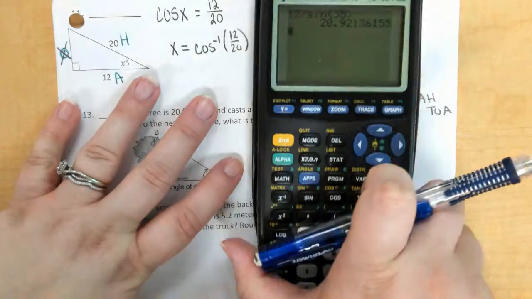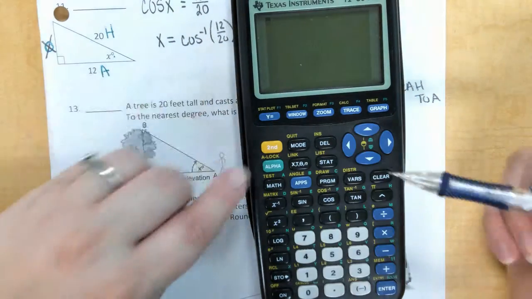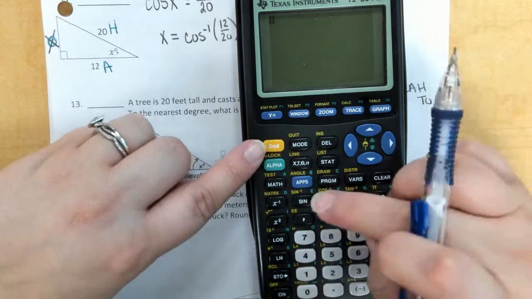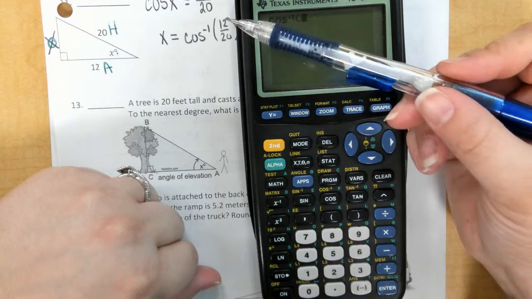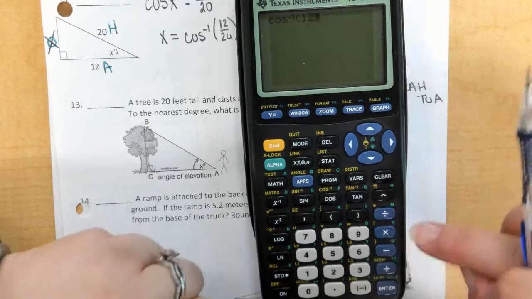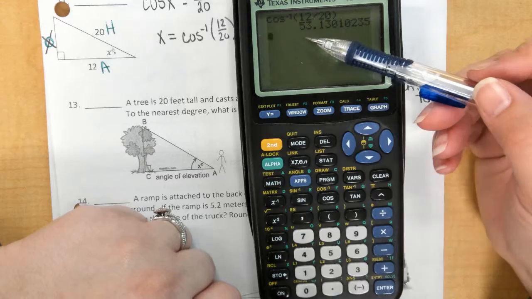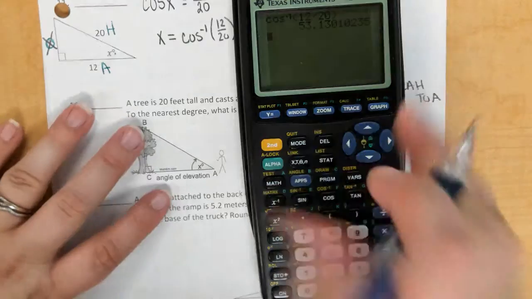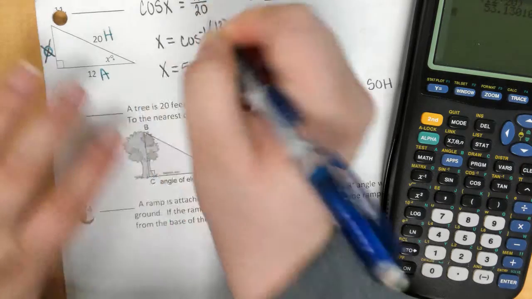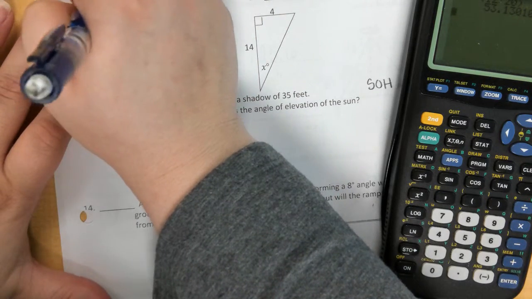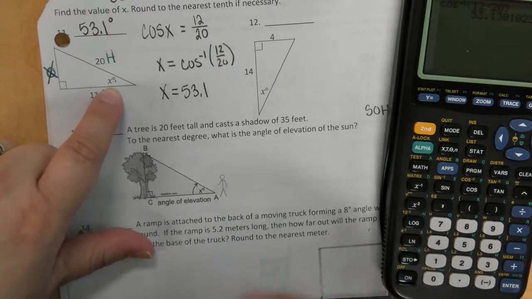So how do we put this in? So let's go ahead and clear. And then you're going to hit second cosine. And you should see a little -1 pop up. And then you're going to put that fraction in. 12 divide 20, close the parenthesis, and we get 53.1. And I'm going to put degrees because this is an angle measurement.